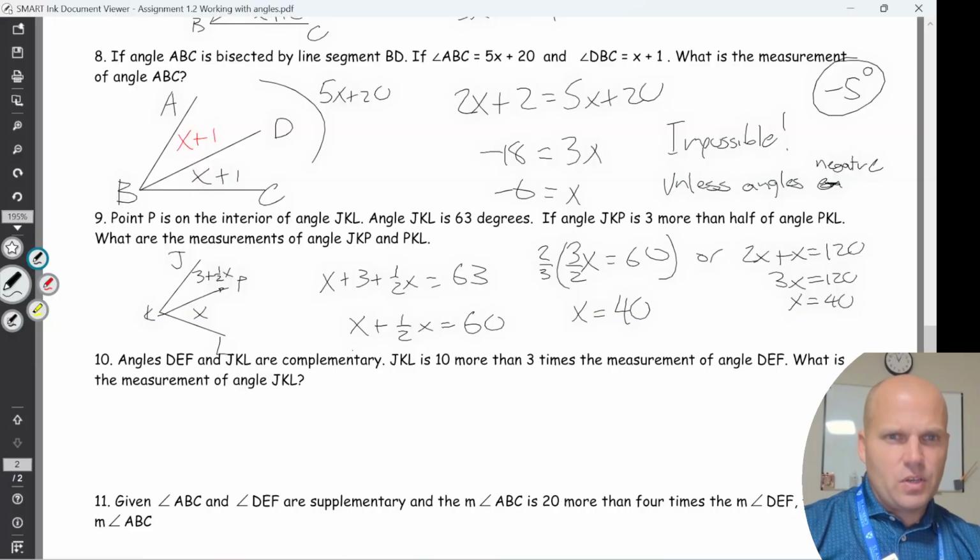So what are the measurements of JKP? JKP is going to be a half of 40 plus 3, so that's 23. Sorry, 20 plus 3, that's 23. And PKL is 40. So we have 63.